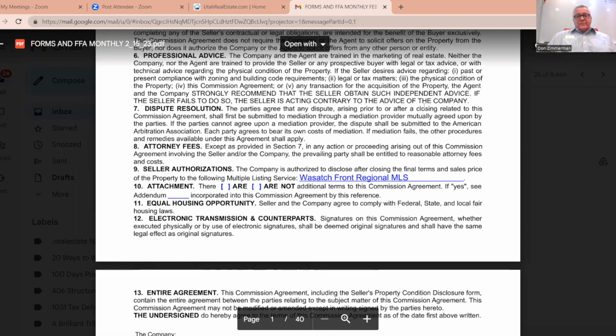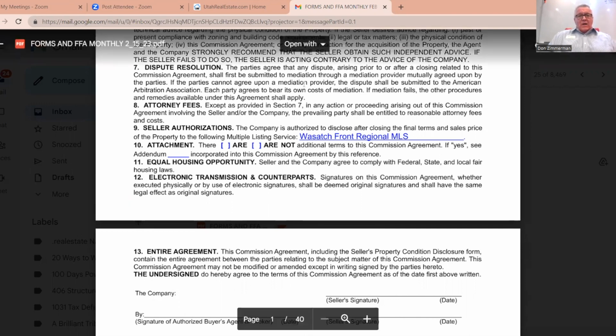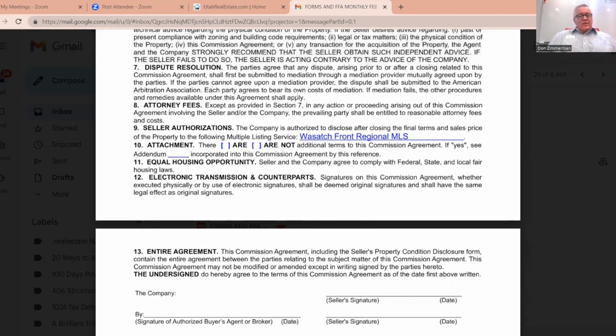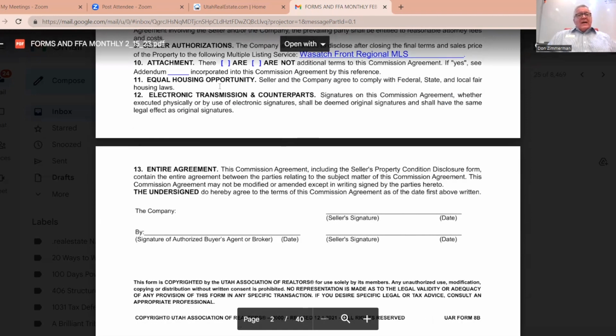Dispute resolution. Okay, this kind of automatically, they are agreeing, for sale by owners agreeing, if there's a dispute, they will go through mediation first. That's a whole process that you probably don't want to go through, but it's what I call a cool down period. So if you ever get in a situation where you have a dispute with somebody, then we'll tell you how that works. Okay. So read through all of this attachments.